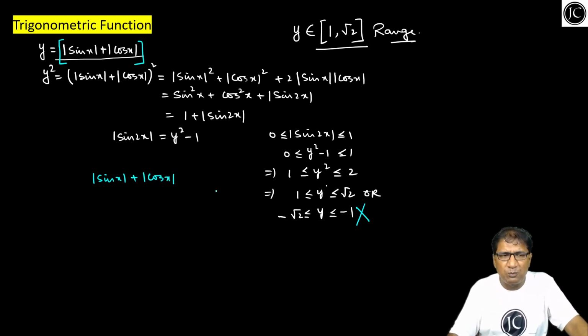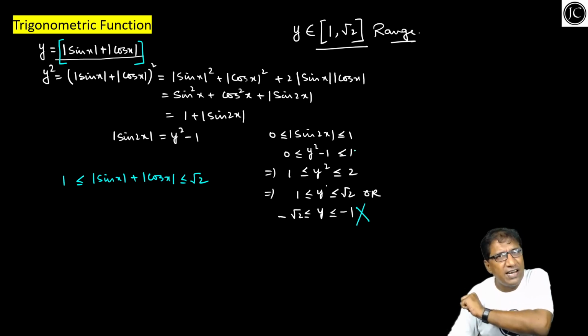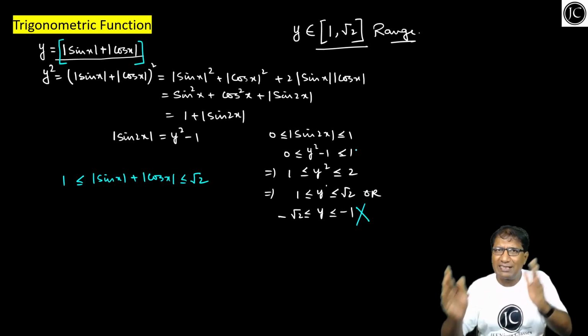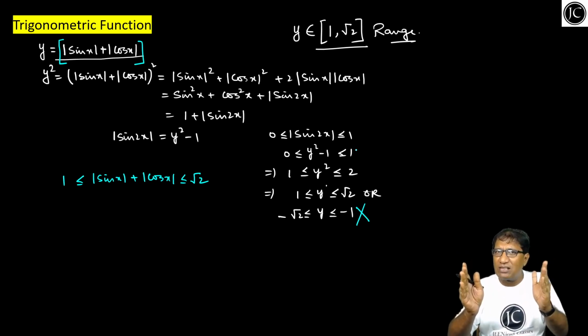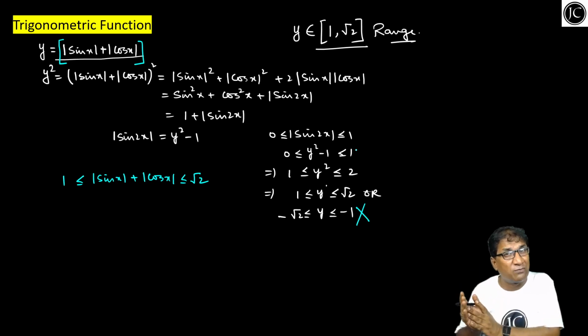Mod of sin x plus mod of cos x is lying between 1 and root 2. So simple. This we have already proved. Now, what value will its greatest integer function take? The value of root 2 is 1.414. That means modulus of sin x plus modulus of cos x is lying between 1 and 1.414.